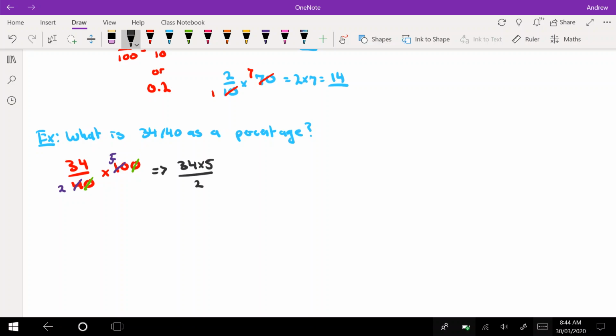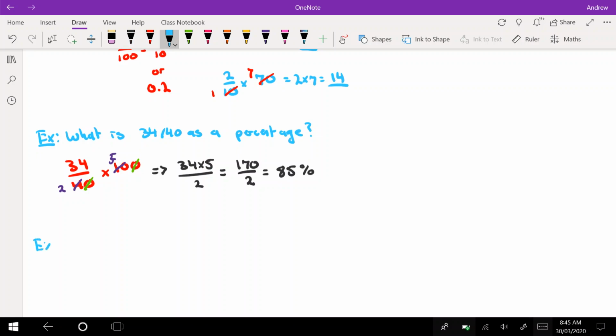And now you can do this in two ways. You can divide 34 by 2 first and then times by 5, or times by 5 and then divide by 2. 34 times 5, 5 times 30 is 150, plus 5 times 4 is 20, so 170 divided by 2, which is equal to 85%. So that is my answer for the first one.